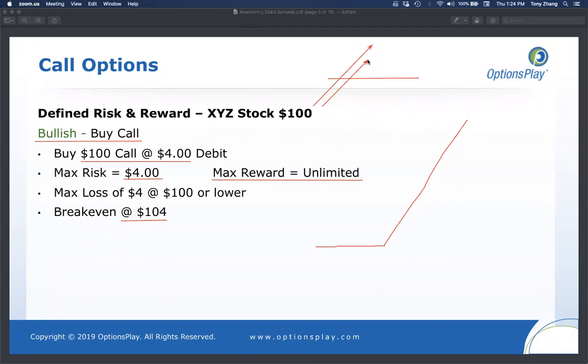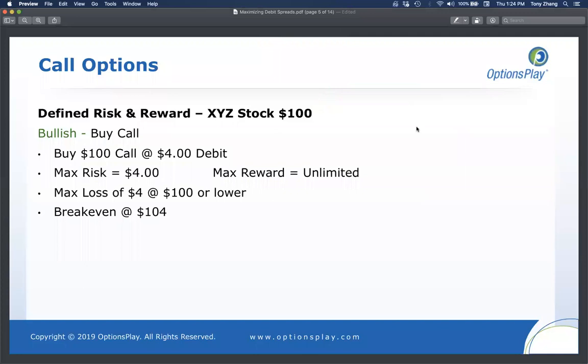I just want to make sure everyone understands the concept of the trade-off that you have when you're buying a call option. You have this really nice asymmetrical payoff that works in your favor. And when it goes against you, you have limited risk, but it requires you to have a relatively large move in the underlying stock just to break even.